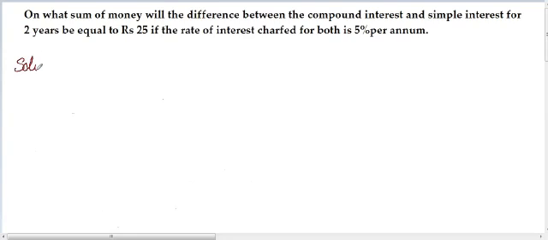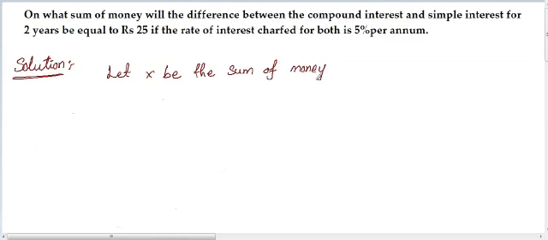Let's solve the question which I have written on the whiteboard. On what sum of money will the difference between compound and simple interest for 2 years be equal to rupees 25, if the interest rate for both compound and simple interest is 5% per annum.